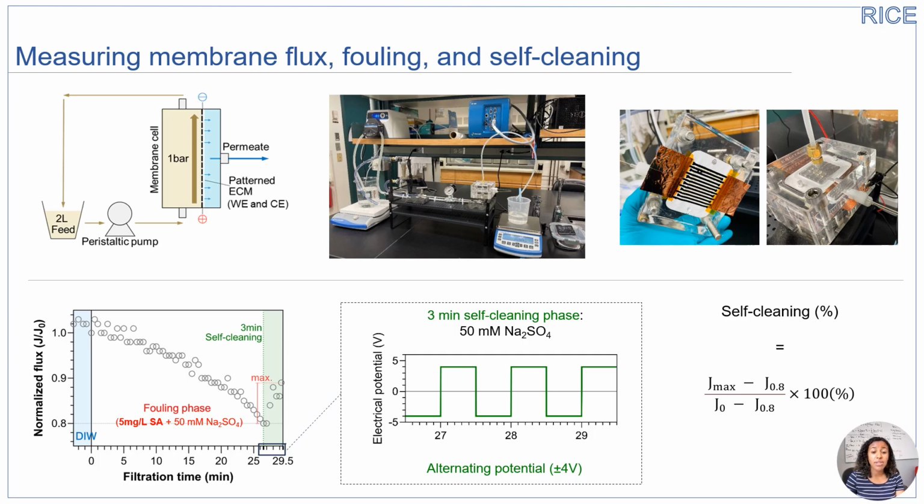So after making membranes with sufficient conductivity, Subin measured the membrane-specific flux in a cross-flow filtration system, as you can see in the schematic here and the images here. She then fouled the membranes with a sodium alginate solution until the initial flux decreased by about 80%. After fouling, a potential of 4 volts was applied, alternating the polarity every 30 seconds for a total of 3 minutes. The flux at the end of 3 minutes was recorded, and we calculated the self-cleaning efficiency using the equation at the bottom right here.